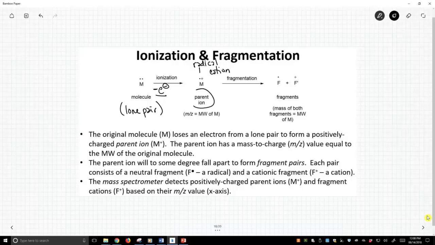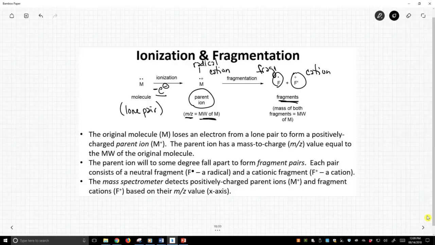Sometimes we'll detect the parent ion. When we detect the parent ion, it has an m/z, which stands for mass to charge ratio. Typically, z is going to equal 1, so the m/z ratio is simply going to be the mass of the cation. In this case, the mass of this parent ion is the same as our molecular weight. Now, these radical cations sometimes are unstable and they'll fall apart further. They'll fragment, and we'll get pieces. When you form your fragments, one fragment is typically a radical, and the other one is a cation.